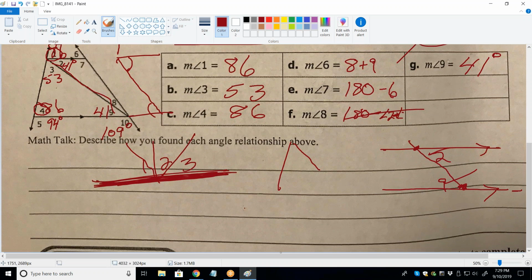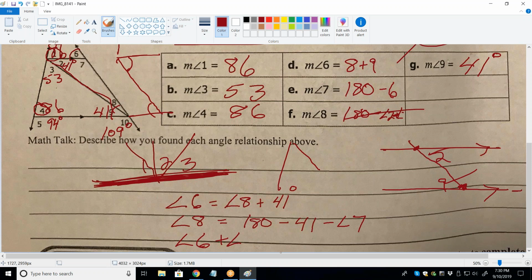So, angle 6. Sometimes you just have to see these, and I might not be seeing something. But I can certainly write this. In other words, angle 6 is the same as the sum of 8 and 9, because that angle is corresponding to that full angle. With me? Okay. And angle 8 is equal to 180 minus 41 minus angle 7. And thirdly, angle 6 plus angle 7 equals what?